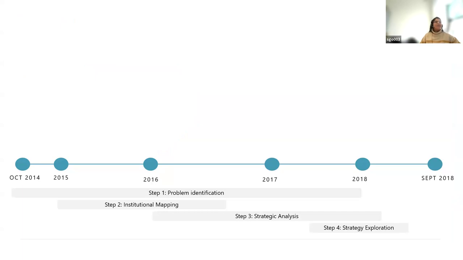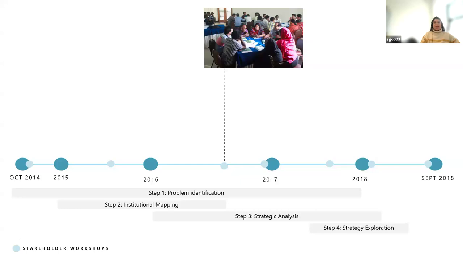So I have a timeline that gives you an idea of all the different activities that were undertaken. And this is from my own research perspective. So it's focused only on the institutional research that I conducted, not on the entire project and the other researchers. But we started in October 2014, and we had a series of different stakeholder engagement activities, including larger workshops with local communities, as well as with some local government representatives over time.